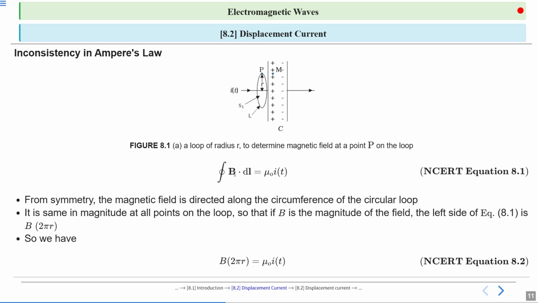So B is, at any instant, constant, and we are doing the integration of dl over a closed loop. It will come out to be the perimeter of the circle, because it is a circular loop. So 2 pi r.